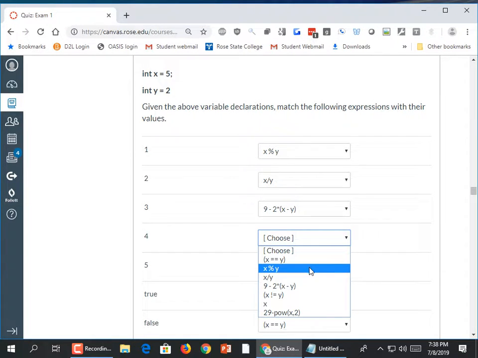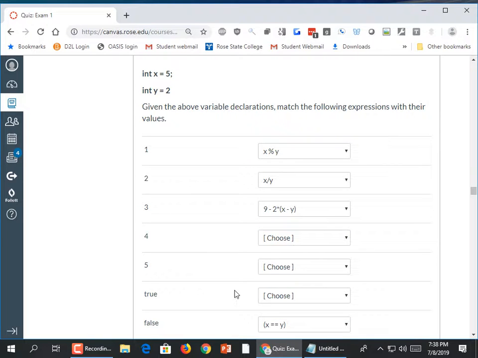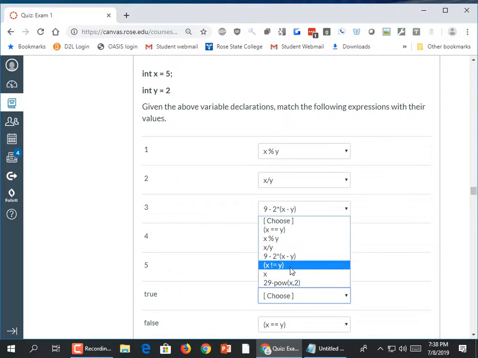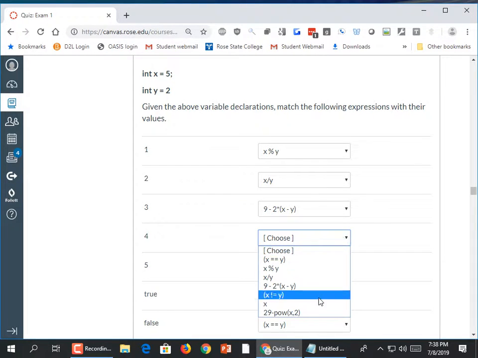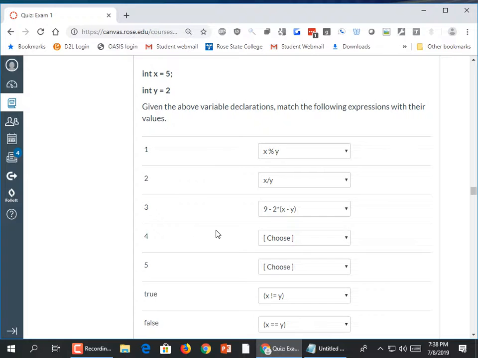Fourth answer down. 1, 2, 3, 4. Okay, 5. X not equal to y. Is it true that x is not equal to y? Yeah, so that's definitely a true. Which leaves us one left. But let's go ahead and make sure that that's the case. That this equals 4. POW of x to the power of 2. Well, x is 5. So POW 5 to the power of 2 is 25. 29 minus 25 is 4. So that's correct.